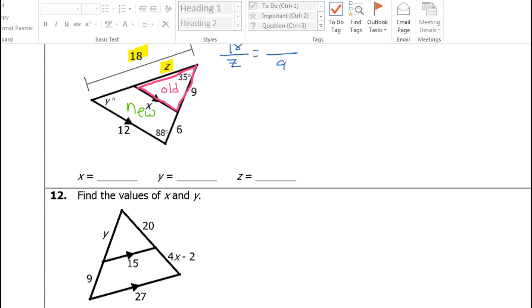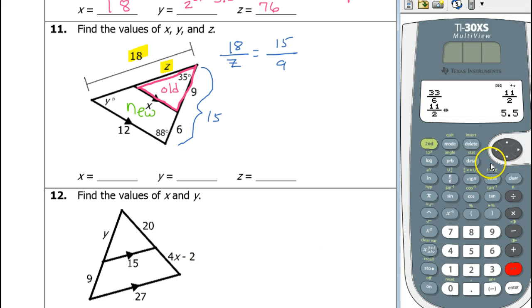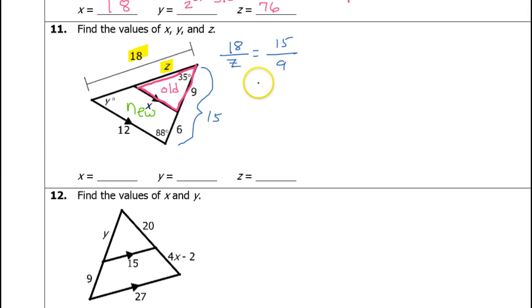Because 6 is not a side of a triangle. 6 is just this little piece. If I want the side of the large triangle, I need to add these together. 6 plus 9 is 15. So that's why I actually need to do 15 over 9, instead of 6 over 9. 15 over 9 reduces.